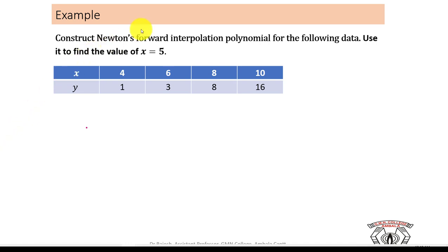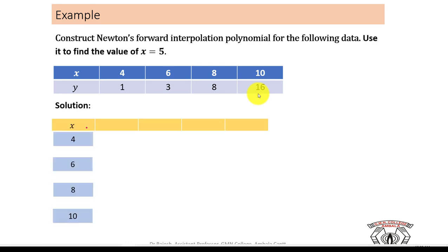You are asked to construct the Newton forward interpolation polynomial for the following data. Use it to find the value of y at x equal to 5. Firstly, formulate the polynomial, then put x is equal to 5 in that polynomial and find the value of the function. At 4 it is 1, at 6 it is 3, at 8 it is 8, at 10 it is 16. These values are given.